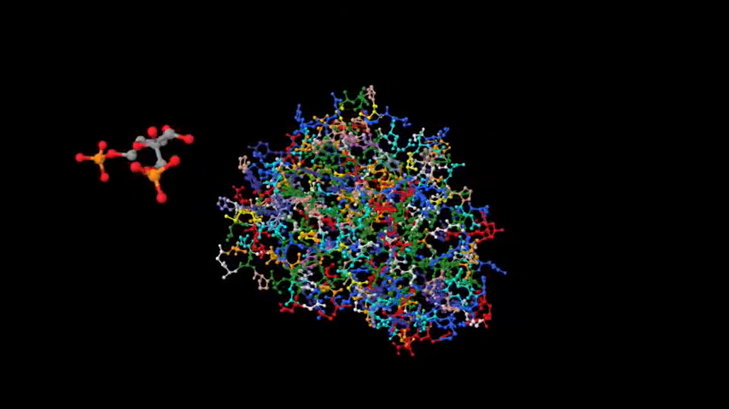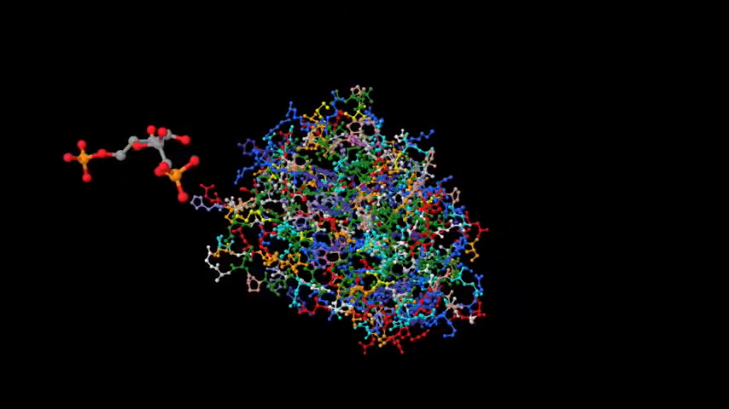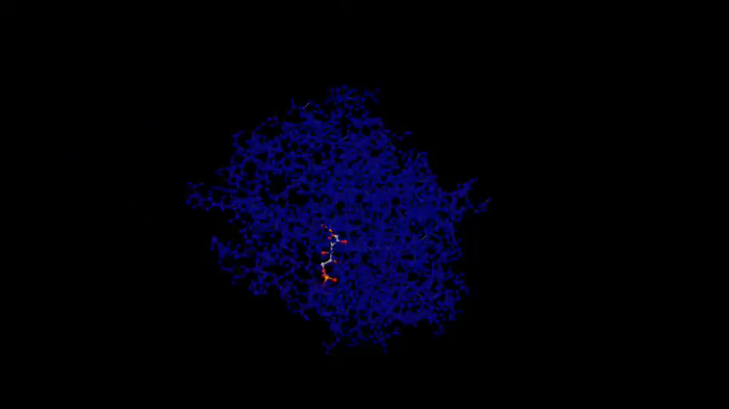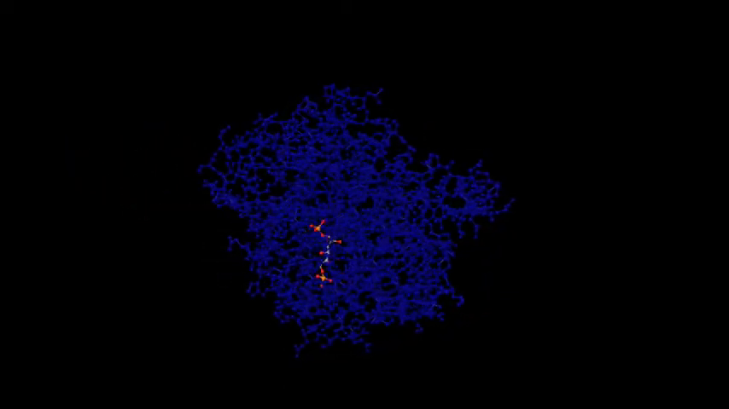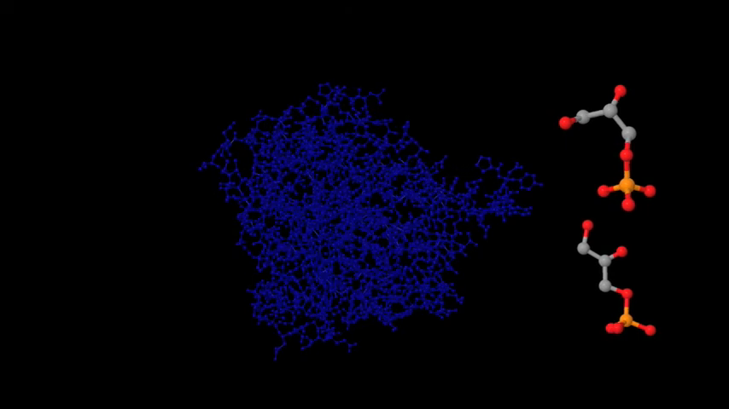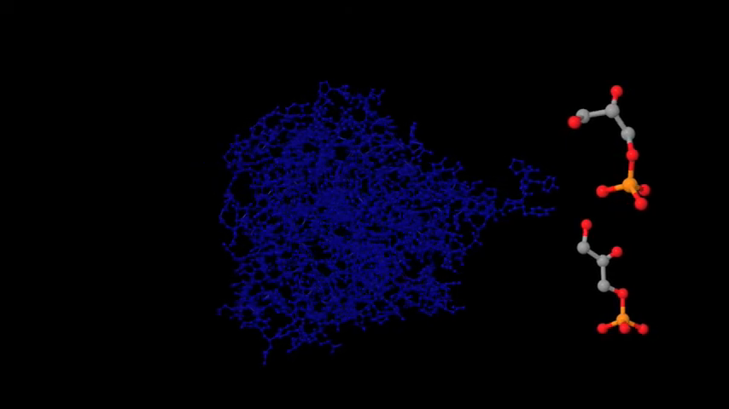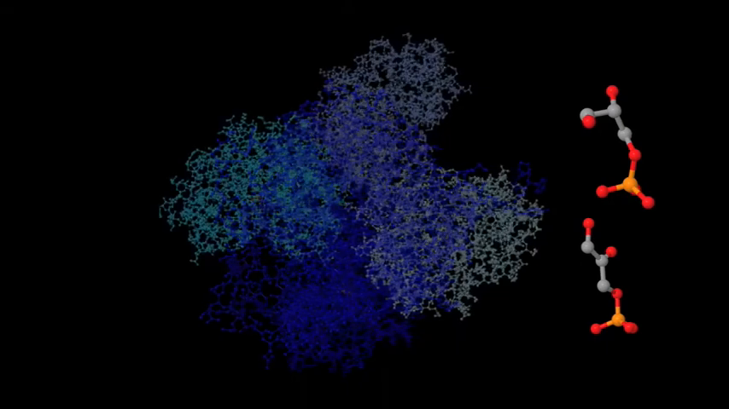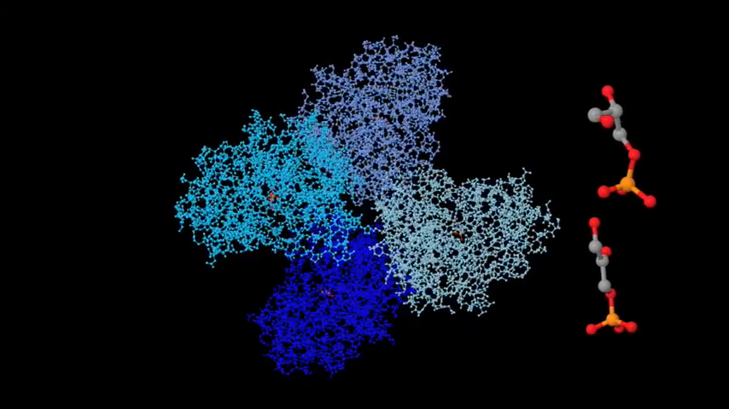This molecule is fructose 1,6-bisphosphate aldolase, and it cuts the molecule in the middle, producing two similar pieces, each with a single phosphate attached. This enzyme has multiple subunits.